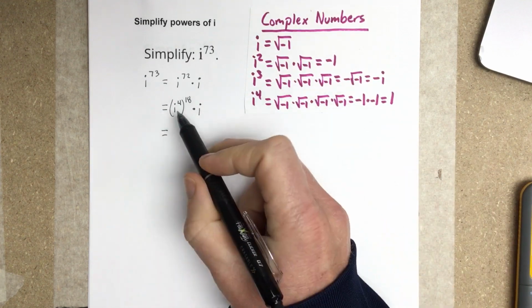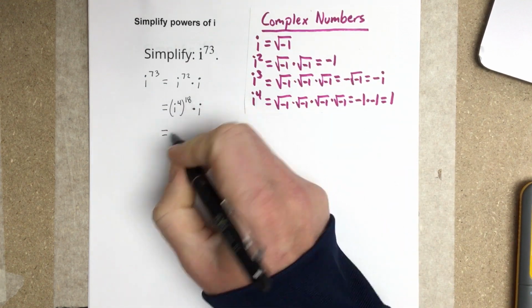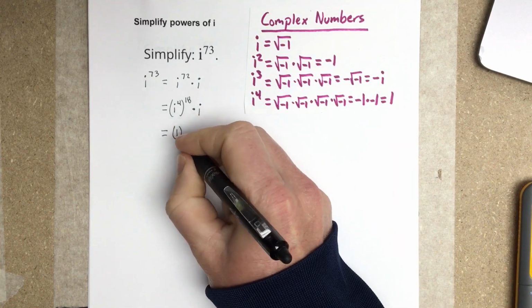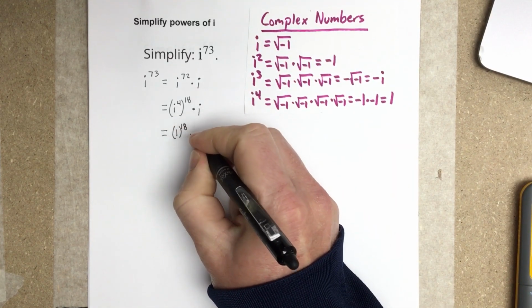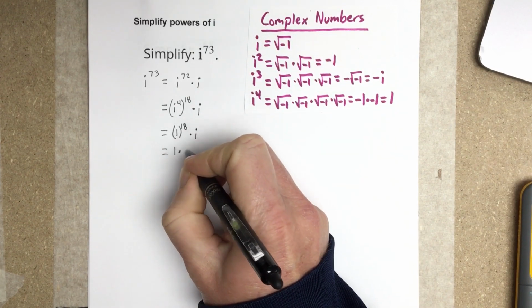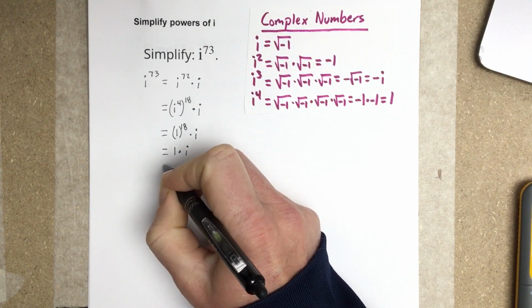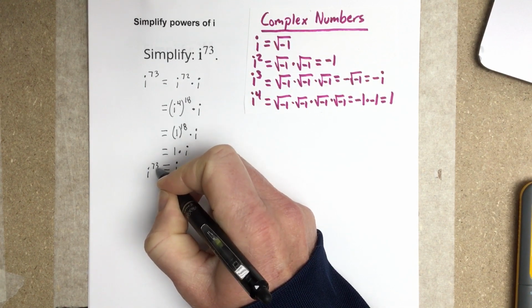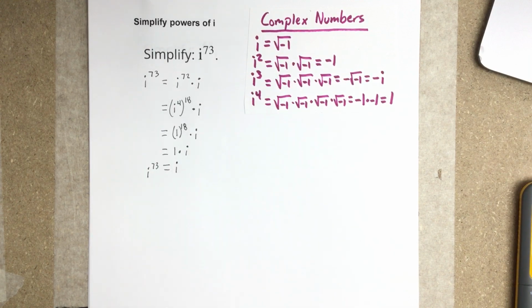So i to the 4th then would be 1, right? We see that there, i to the 4th is 1. So we have 1 to the 18th power. Well, 1 to any power is just itself, so we end up with 1 times i. So we end up with just i. So i to the 73rd is actually equal to i.